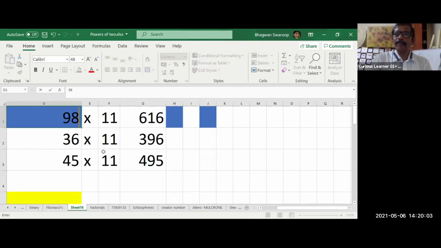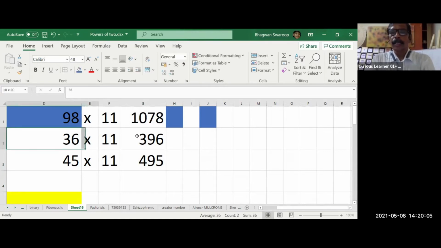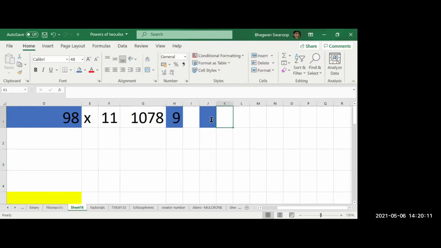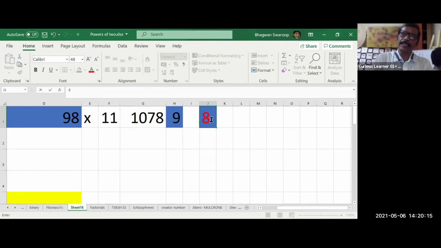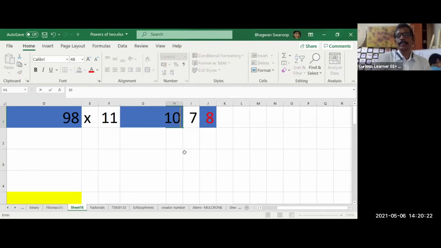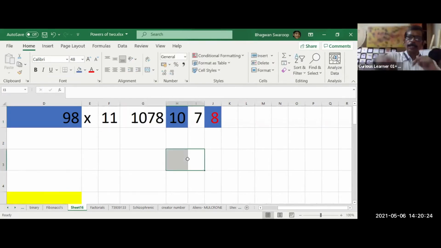Now you say 98 multiply 11. Can you do it? Yes. Simply write 9 here, 8 here, and 9 plus 8, insert it between. 9 plus 8 is 17. So we write 7 here, but the 9 becomes 10. So 1078 is the answer.